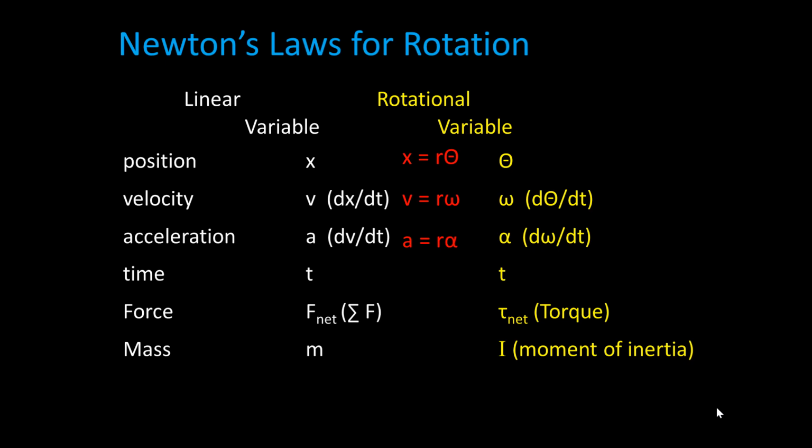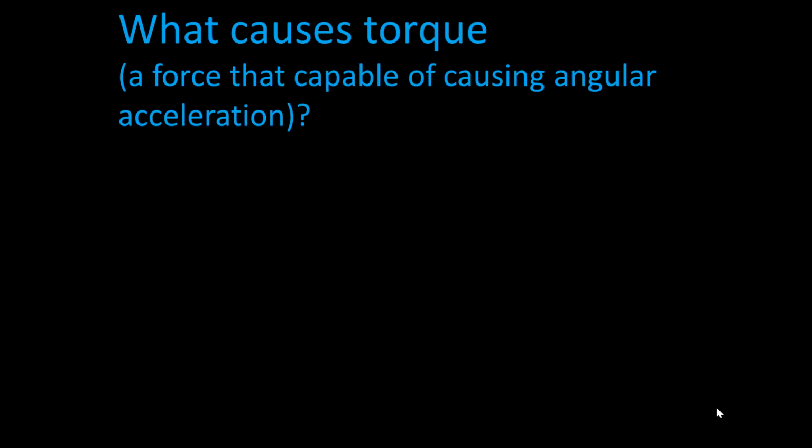Let's take a look at our force. Our radius at which the force is applied times the force is our torque, and our mass, or our moment of inertia, is equal to the integral of r squared dm. For a point mass, that's pretty straightforward. It's just the mass m times the radius squared.